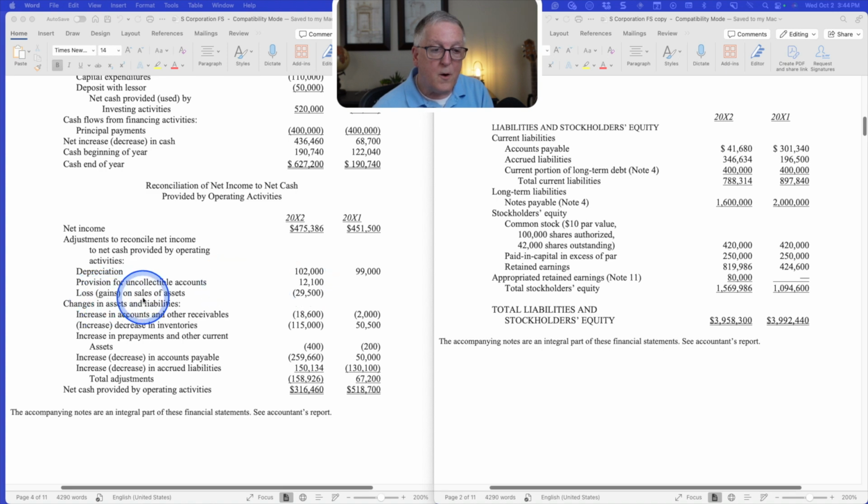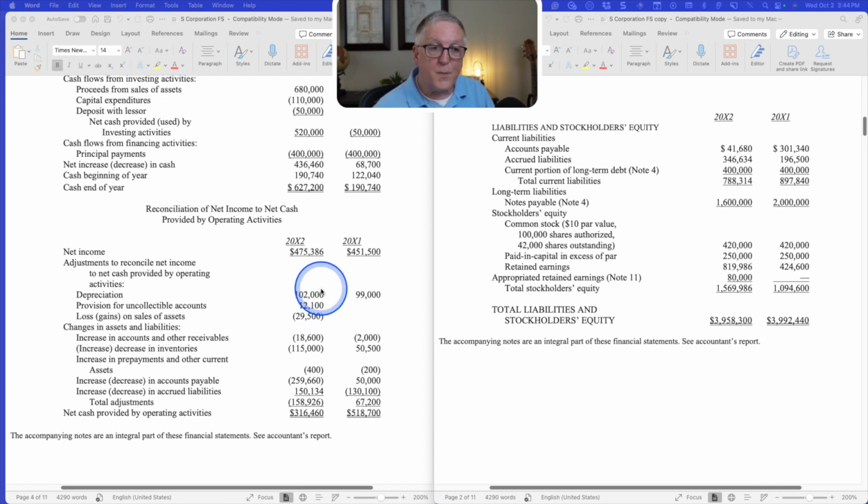And notice here we've got losses and gains on sale of assets. So if you had a gain on the sale of assets, say you sold a piece of property for $129,500. Let's say you paid $100,000 for that piece of property. You made $29,500, and that increased net income. But that profit, we're going to remove that profit, and I'll show you why in a moment. The profit or the loss on the sale of that asset, we need to remove it.